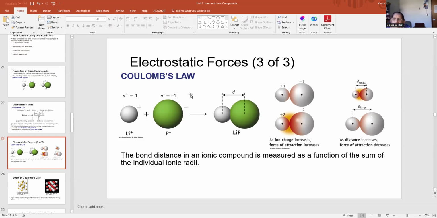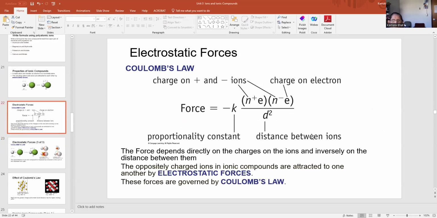So when the distance increases, the force of attraction decreases. As the ionic charge increases, the force of attraction increases. And this is a rule that comes directly from the expression for Coulomb's law. So the higher the charge, the greater the force of attraction. The smaller the distance, the stronger the force of attraction.